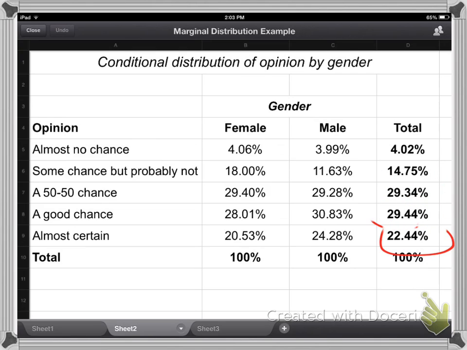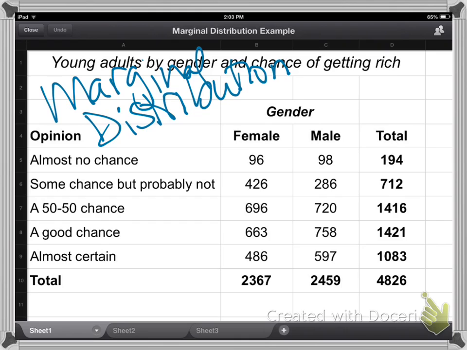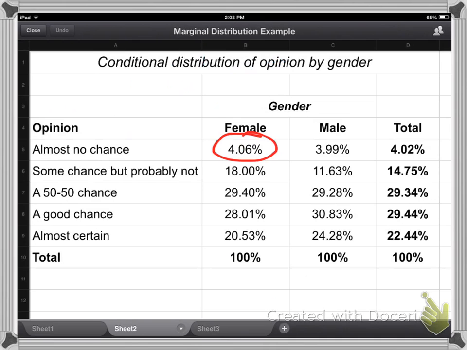So we need to talk in a moment about where those percentages are coming from and how to calculate them. But first, I want to talk about where each of the individual percentages are coming from. For instance, how we got this percentage of 4.06 for the women who said they had almost no chance. To get that value, what you'll need to do is go back to your two-way table, and you're going to look at the number of women, the count of women who responded to having almost no chance. And then all you simply need to do is divide that by the total number of women who responded to the survey. So when you do 96 divided by 2,367, you get 4.06%.